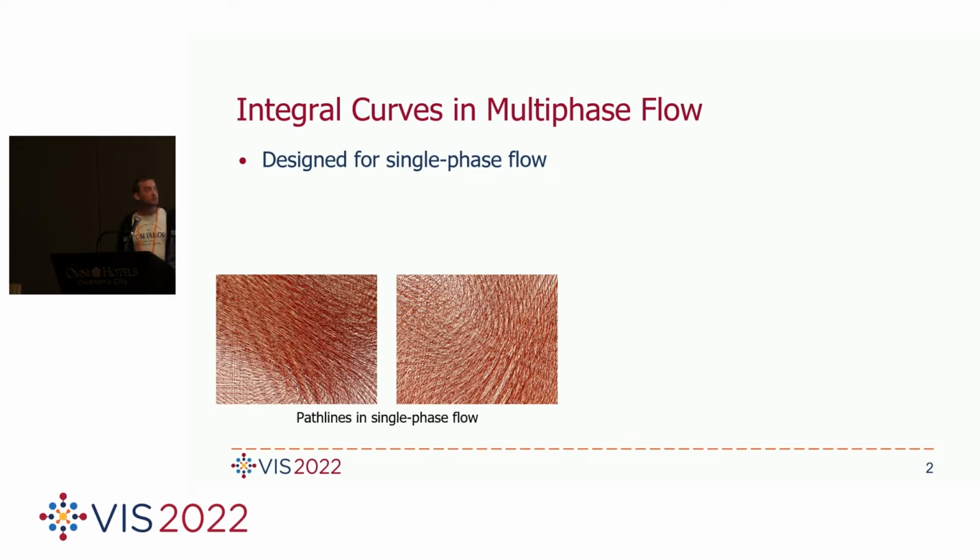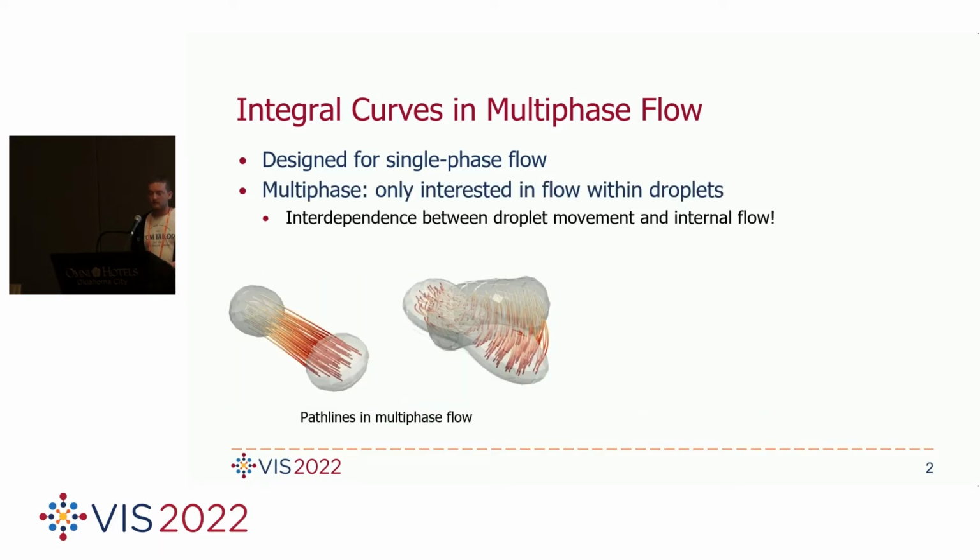Yes, so streamlines and path lines were originally designed for single-phase flow. That means you maybe fill the whole domain and get your integral curves that way. For multi-phase flow, we are usually only interested in the flow within the droplets and not necessarily the flow around them. And there's a strong interdependence between the droplet local flow and how it influences the droplet movement overall.